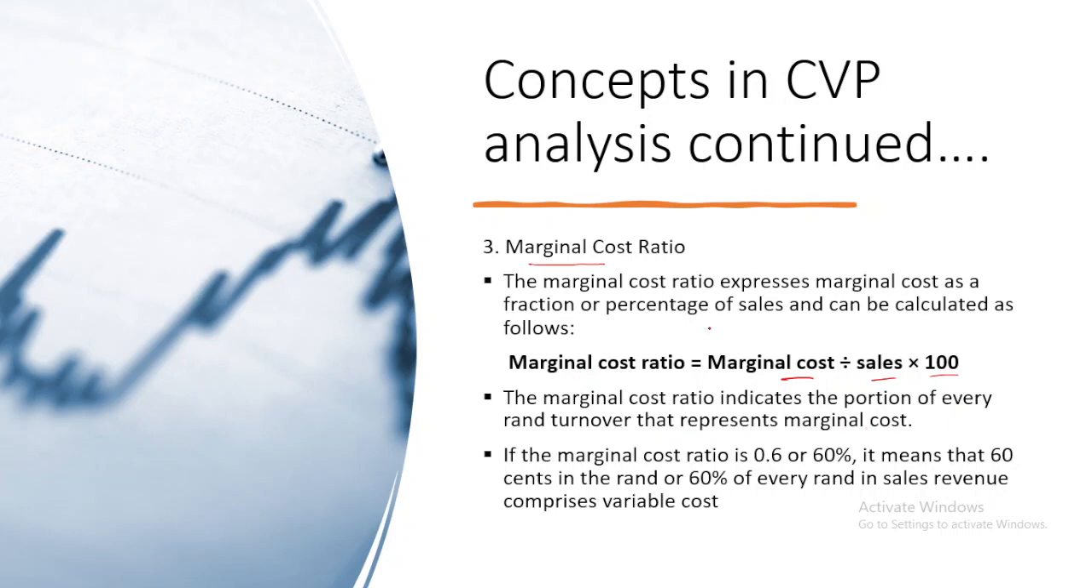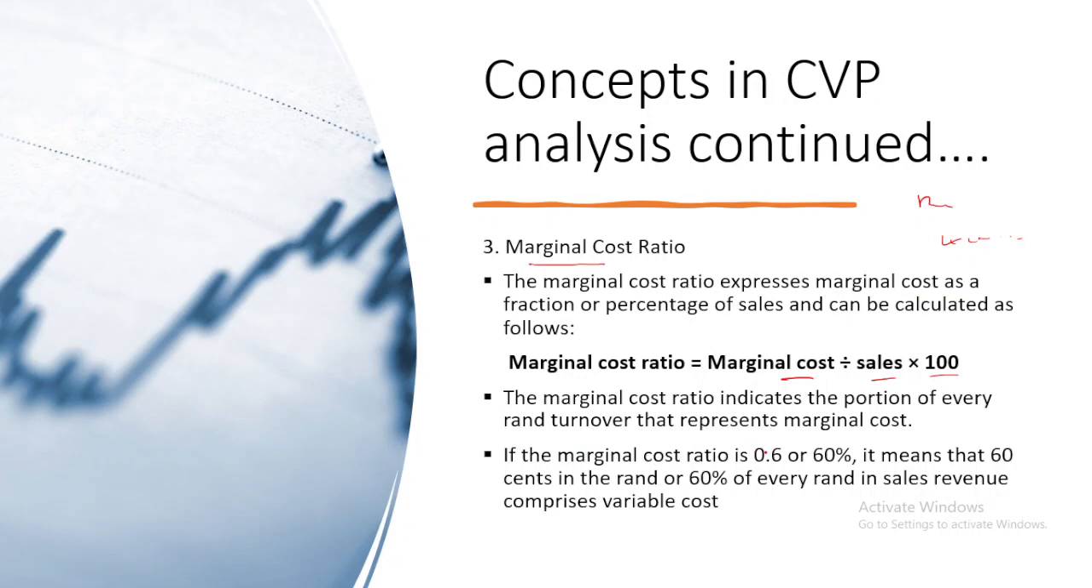To say that for every 1 rand of revenue that we generated, 40% of it, or 20% or 30% of it, is actually cost. So it was made because of the following cost. So this is what it actually means.